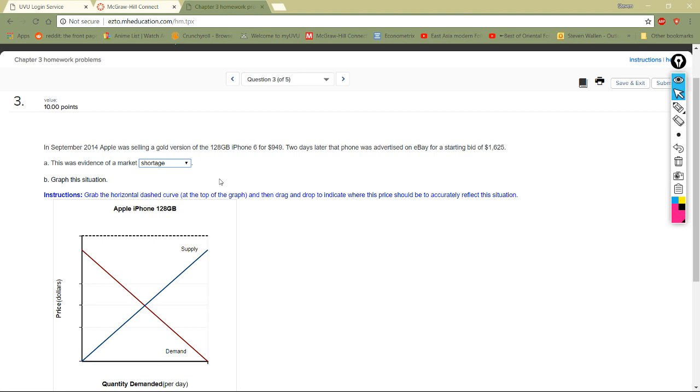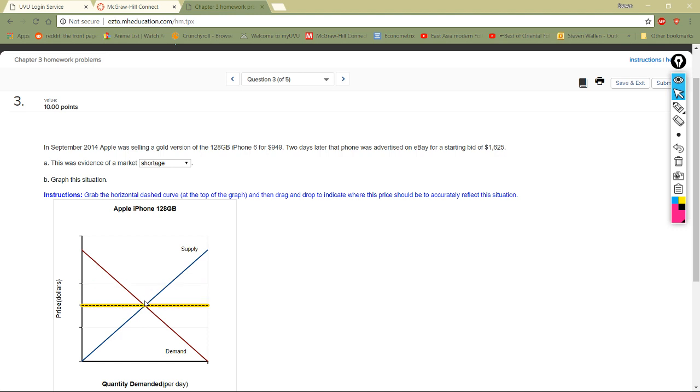So right here it says instructions. Grab the horizontal dash curve at the top of the graph and drag the drop to indicate where this price should accurately reflect the situation. So if I grab this, right there would be what? This would be a surplus, right? Because the red line demand is less than the supply line. Supply is here, so there'd be a point of supply here. Supply is greater than demand at this point.